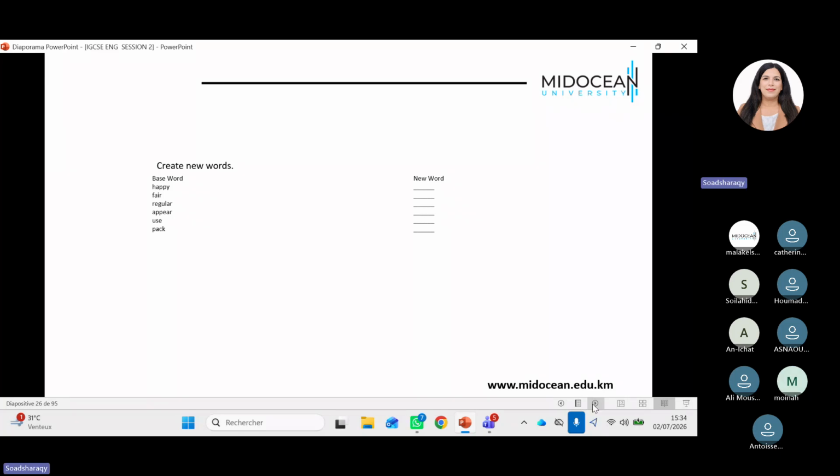Create new words. Moina. Okay, you have the base word. Can you create a new word using it? You have the base words, Moina. You have happy, using prefixes too. Okay, so use prefixes to create a new word. Let's listen to Moina.